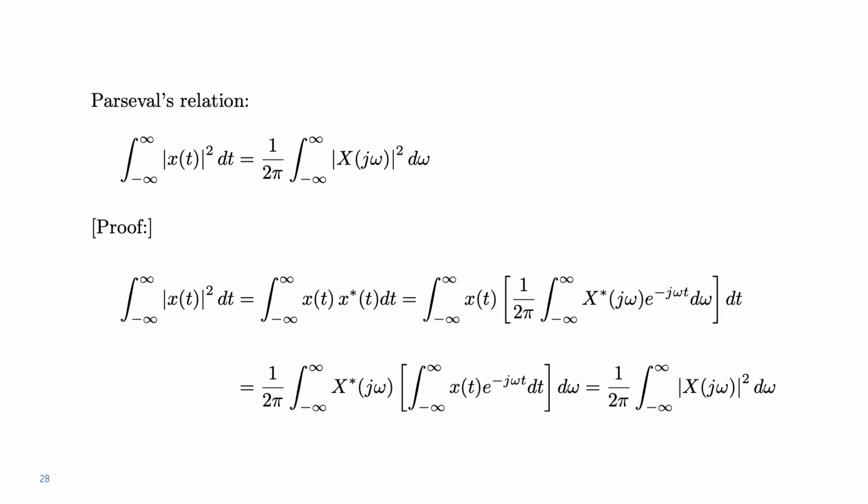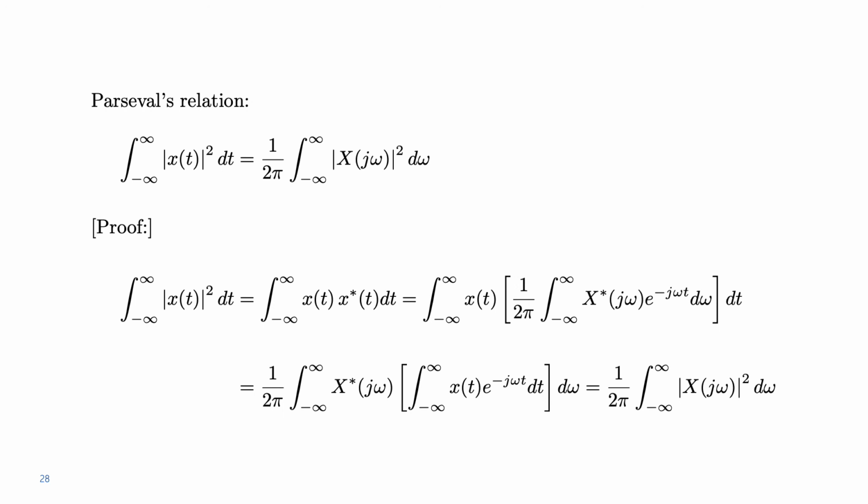How to prove that? Well, simply, if we calculate this integral of x of t square magnitude, we can rewrite it as the integral of x of t times its complex conjugate. And the complex conjugate of x of t can be written simply as the anti-transform of x of j omega, all complex conjugate, where the complex conjugate would fall on x of j omega and e j omega t, which would become e minus j omega t, as you see on this slide.